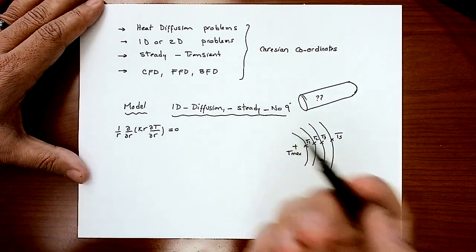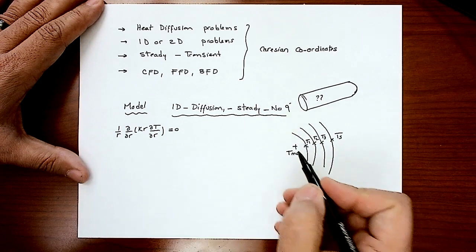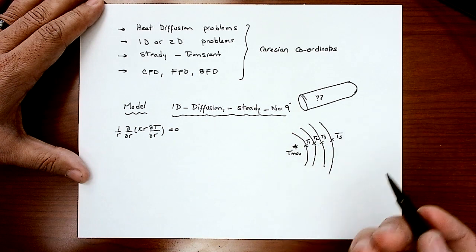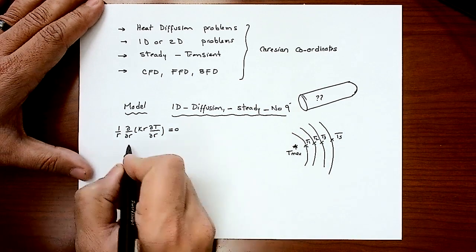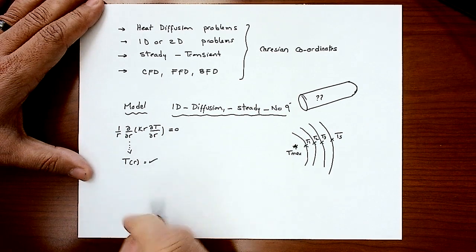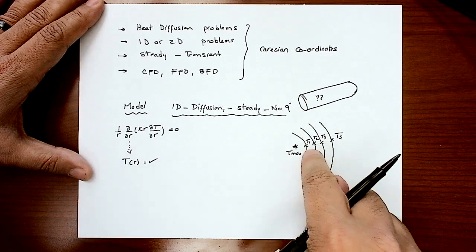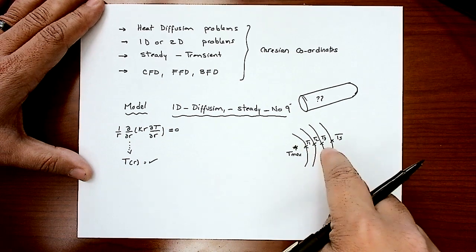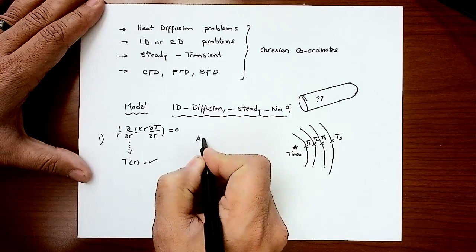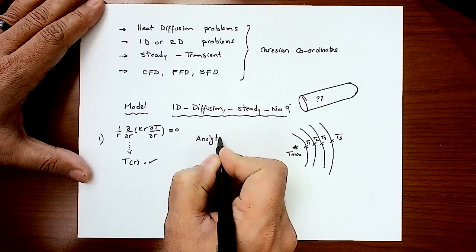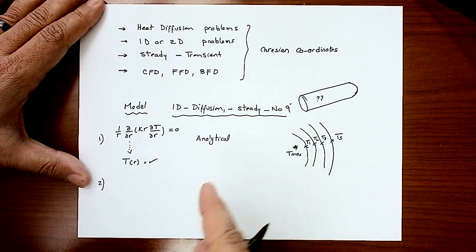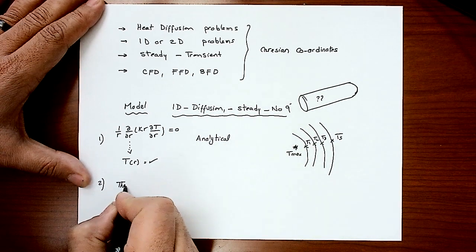I can integrate twice. I can use the boundary conditions to get that temperature solution. So you can go all the way until you get T as a function of r. Then you put the value of coordinate r for each one of these nodes, and you can get the temperature. That's the first approach. That's the analytical solution.